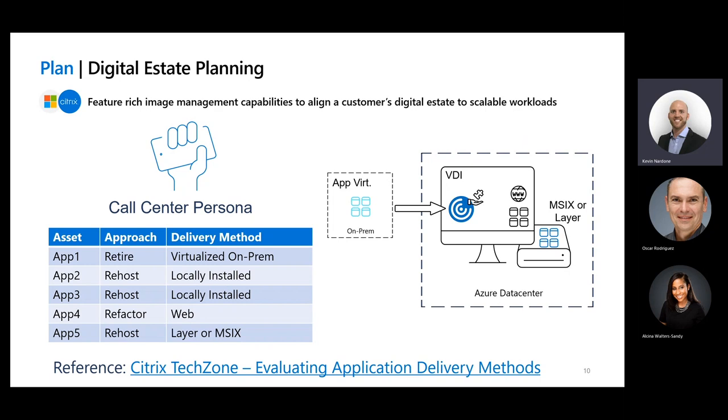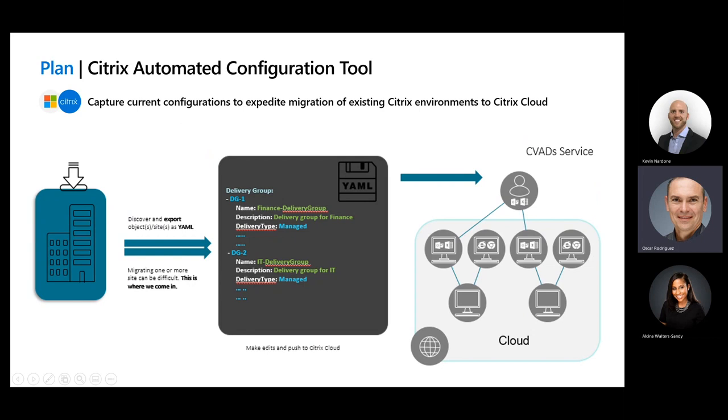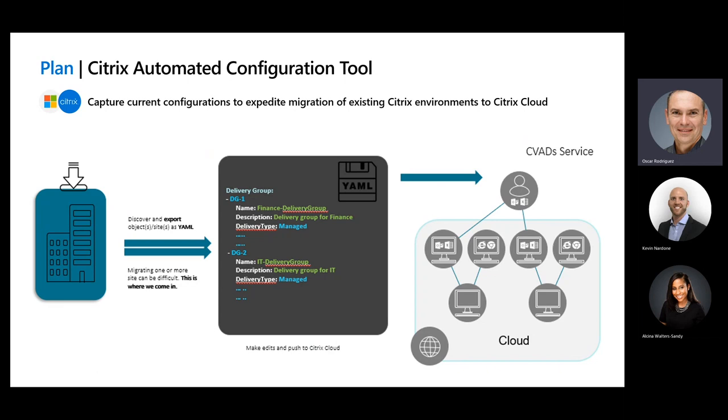So one of the areas that Citrix has been really focusing on the past few years is making improvements, adding features to Citrix Cloud. And in the context of that Microsoft Cloud Adoption Framework, how can we optimize and streamline that process to migrate to Azure using Citrix Cloud? So I'm going to cover some of the tools that we have implemented to do that. The first one that I'll talk about is the Citrix automated configuration tool.